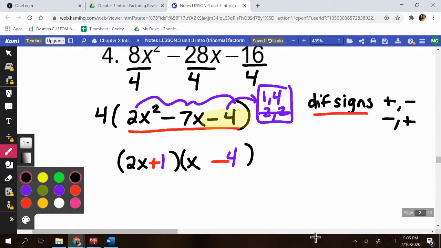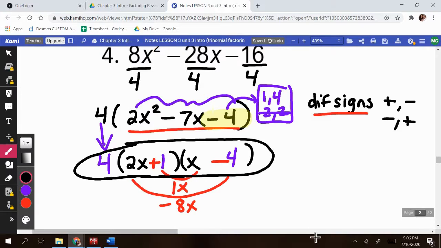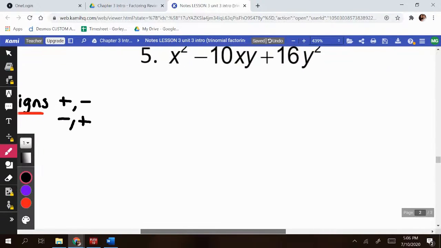Just like that. What am I missing? I'm missing this 4. Don't forget to put your GCF in your answer. Okay, that follows it down.